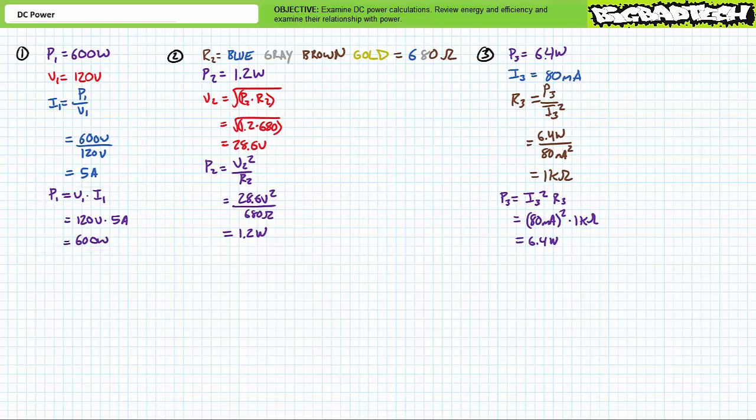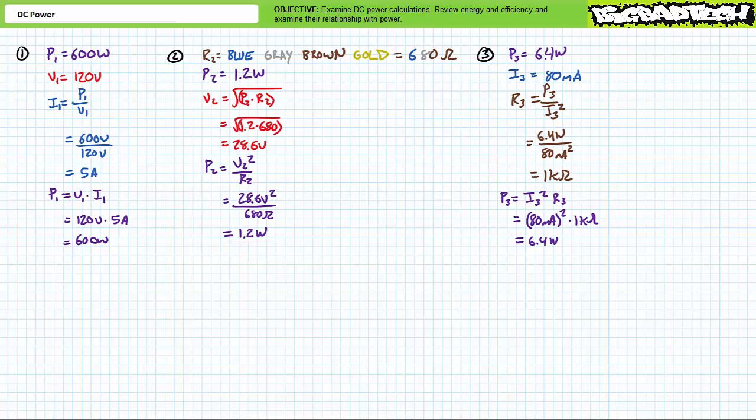Our next problem features a resistor with a color code of blue, gray, brown, gold, known to be dissipating 1.2 watts of power. We're being asked to solve for the voltage across it. A color code of blue, gray, brown means 68 with 1 0 after it, or 680 ohms. Voltage is equal to the square root of power times resistance. The square root of 1.2 times 680 demonstrates this resistor should be experiencing a 28.6 volt drop. The supporting calculation verifies this result. 28 volts squared divided by 680 ohms does indeed yield 1.2 watts of power.